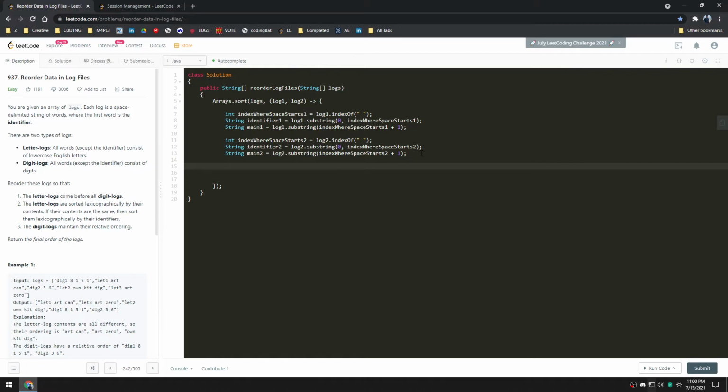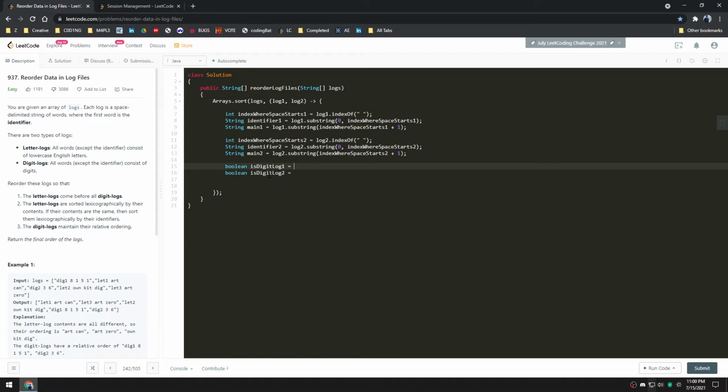Now we've identified where the space is, what the identifier is, and where the main log begins, so everything after the identifier. We're going to need to know whether our log is a digit log or a letter log, because there are specifics in the rules that we need to go by. So let's create 2 booleans: isDigitLog1, and I'll create another one, isDigitLog2.